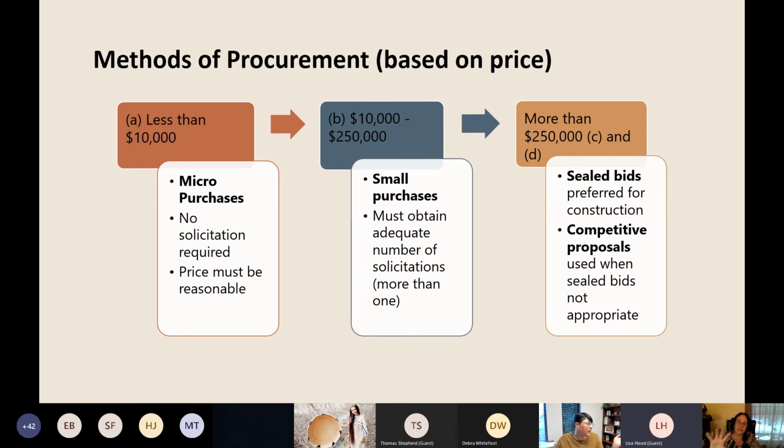So, methods of procurement based on price: less than $10,000, micro purchase, no solicitation required. Your price has to be reasonable. Just because you don't have to bid something out doesn't mean that you can pay an exorbitant amount. You're still procuring properly. $10,000 to $250,000, small purchases. You have to obtain an adequate number of solicitations, more than one. I always say three. That used to be my, get me a minimum of three. Sealed bids, preferred for construction. Competitive proposals, used when sealed bids are not appropriate.